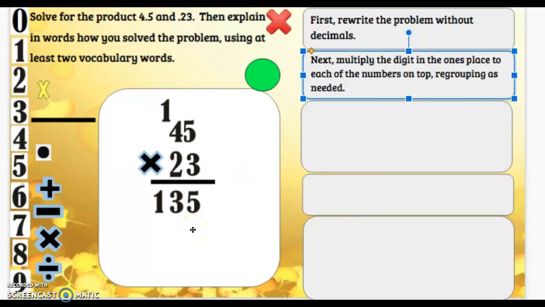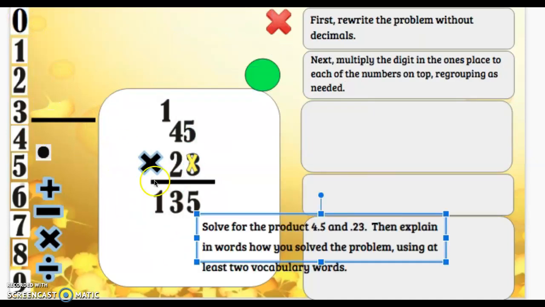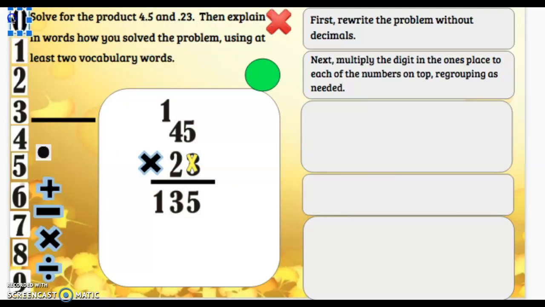Okay, so then we're going to place a 0 below the ones place of our answer that we just found, because now we must multiply the digits in the tens place to each of the top numbers and regrouping as needed. So we're done with the 3. We're going to place a 0 underneath the ones in the number we just found. And then we're going to begin multiplying in the tens place value.